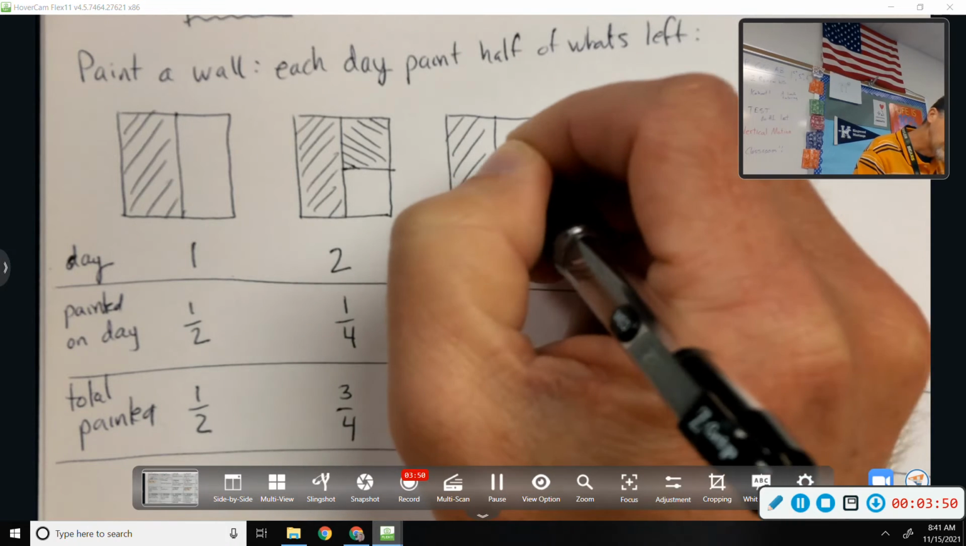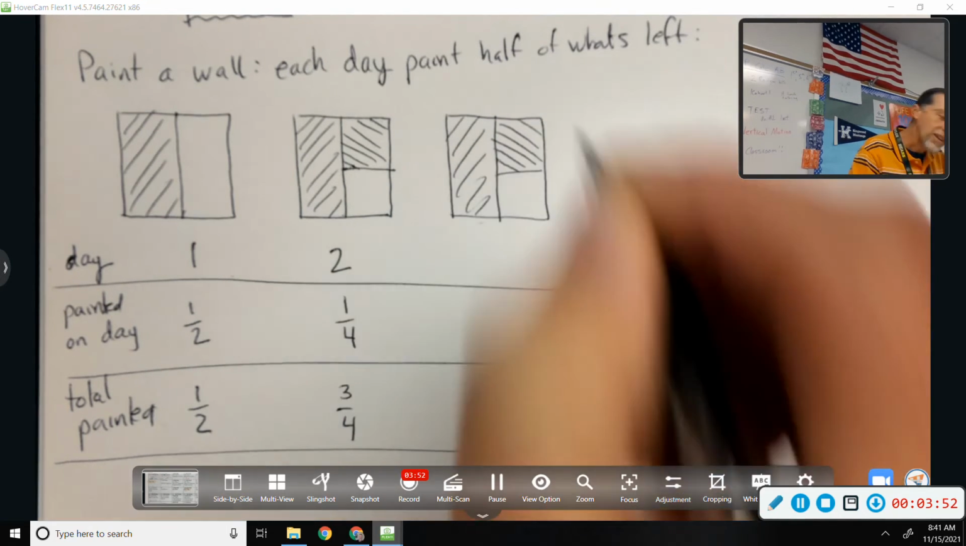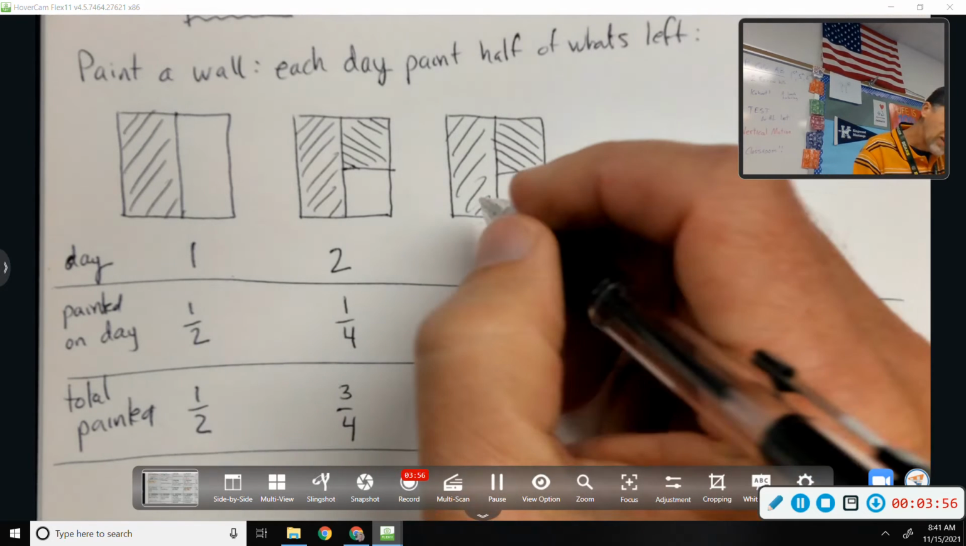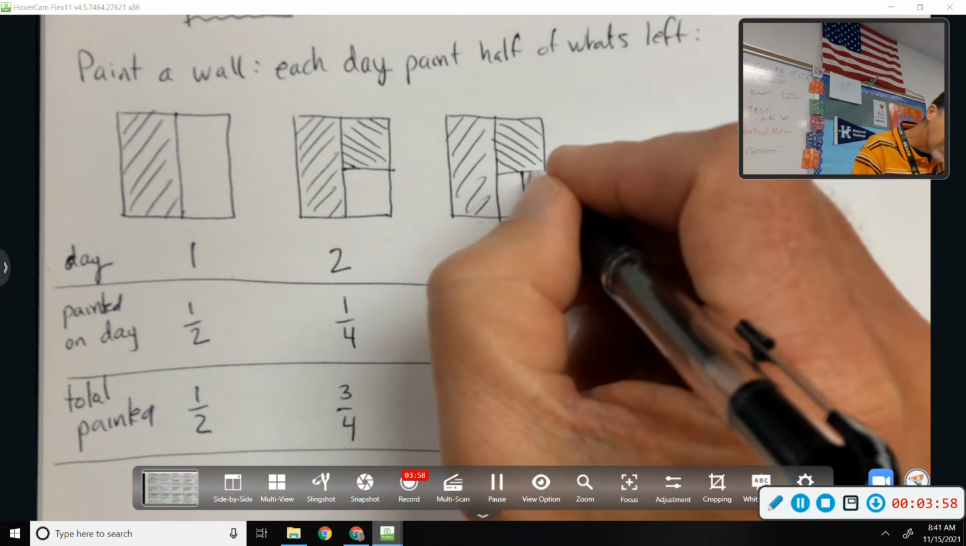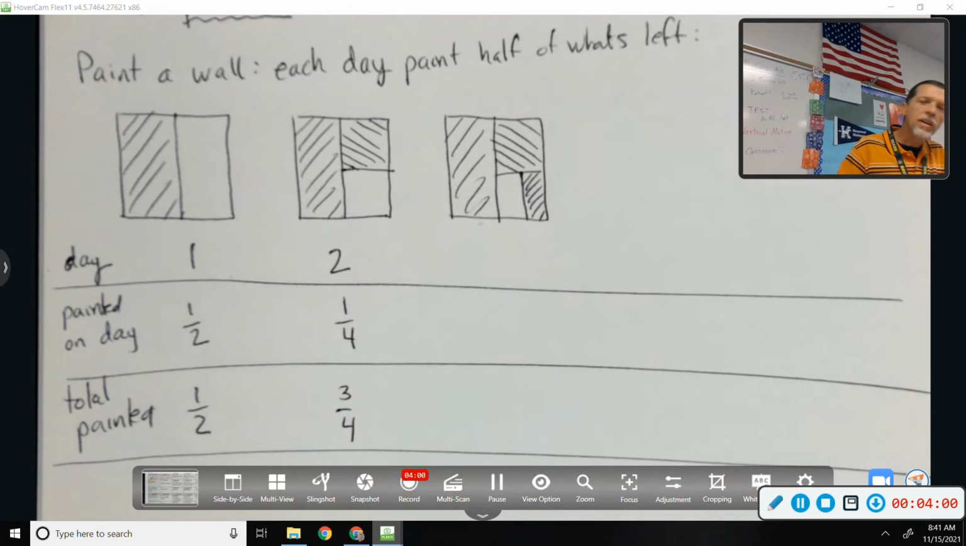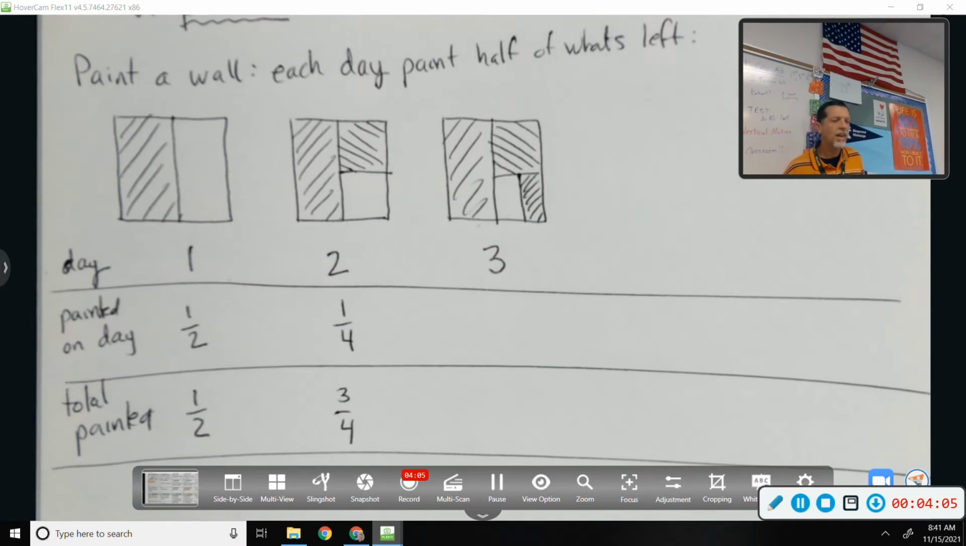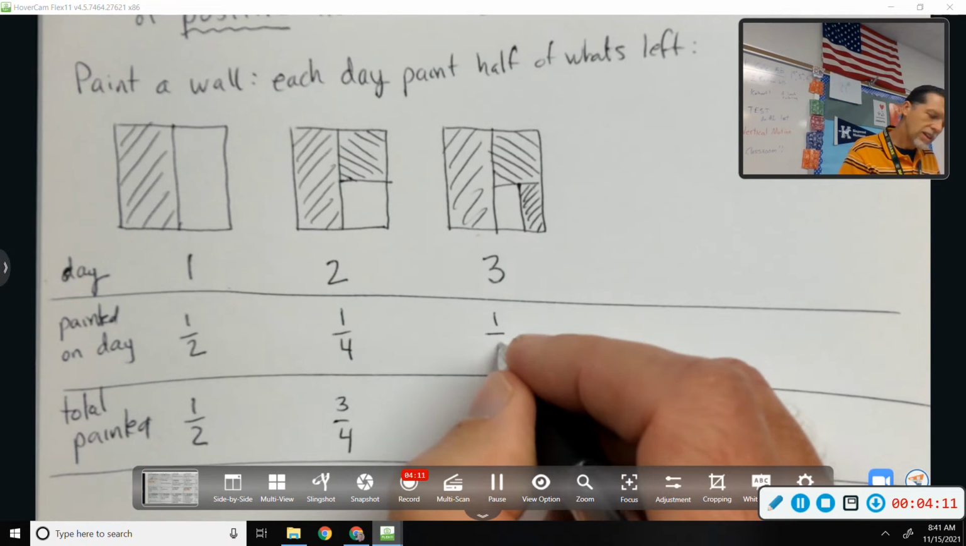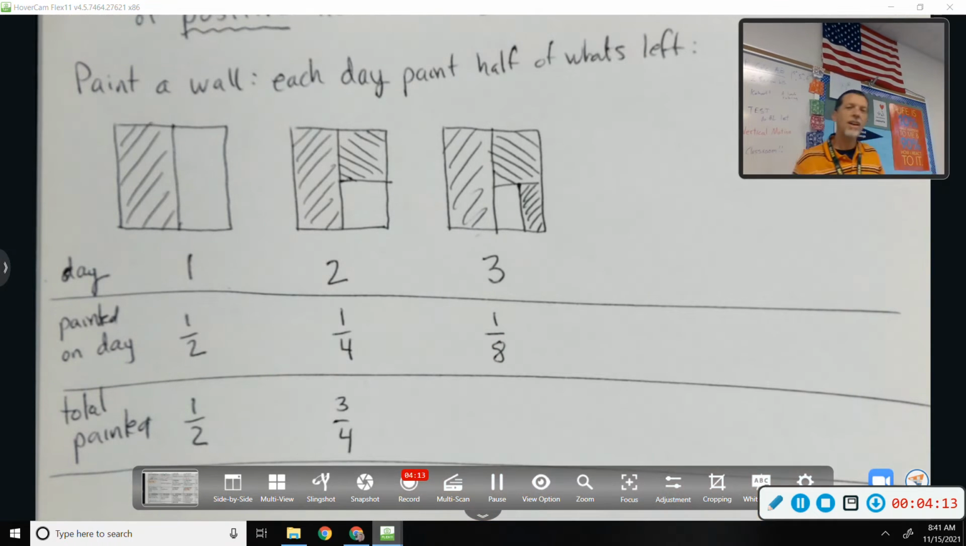So day 3, we already have the half and the fourth painted. So now we're going to paint half of what's left. I'm doubling. So how much? Well, that's day 3. How much of the wall did we paint that day? 1/8. And how much of the total wall is painted? 7/8.